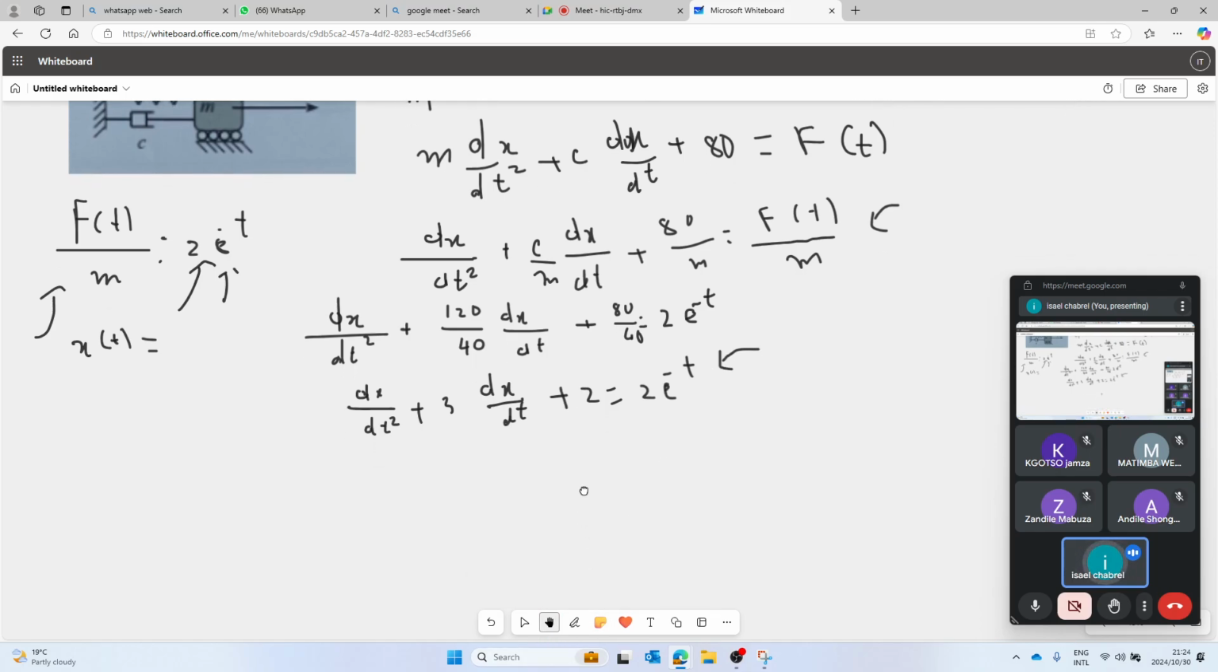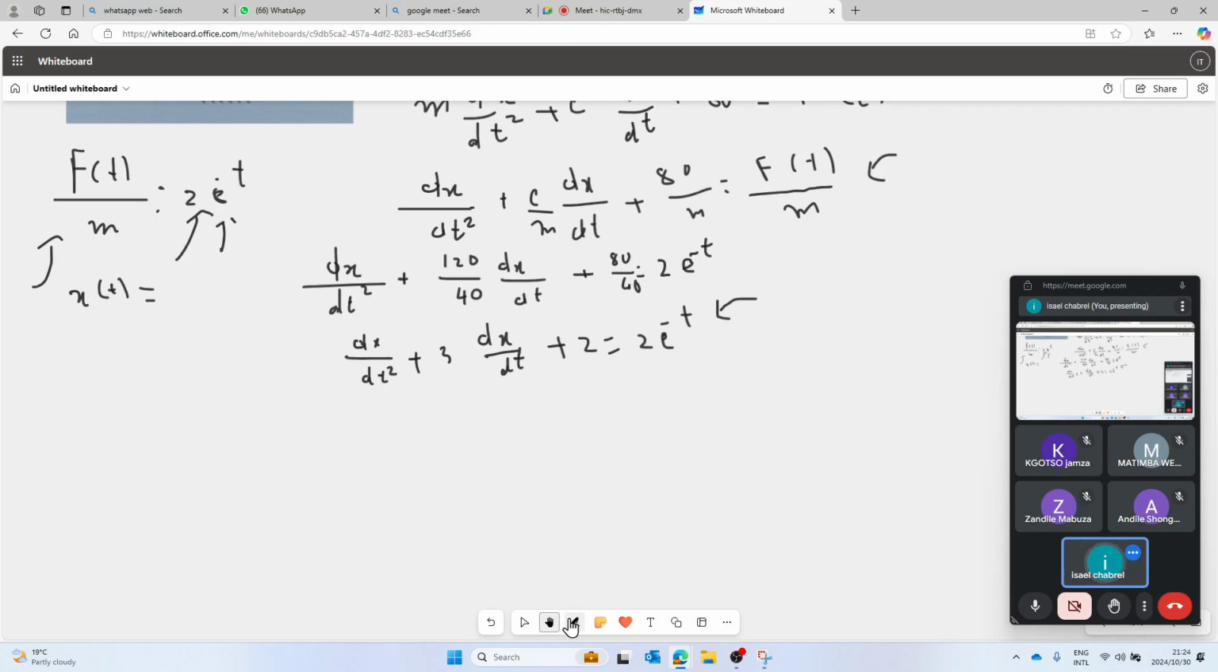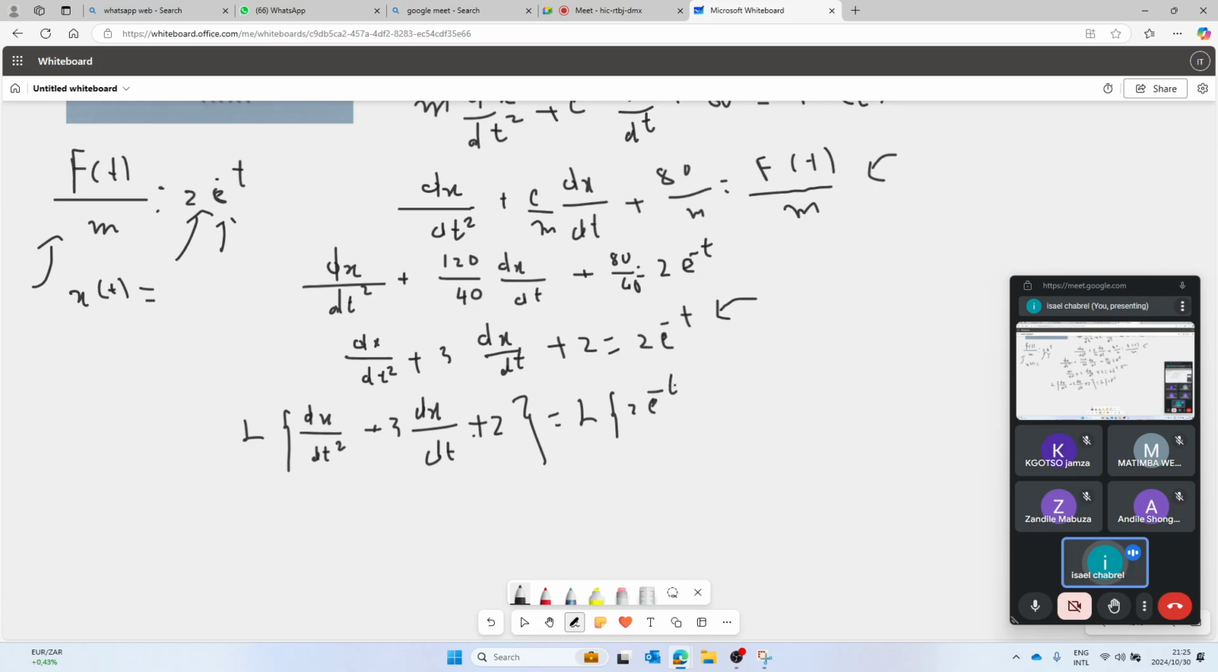Now, if you want to solve for the transfer function, what do we do? We introduce Laplace on both sides. And if we remember, like I said, we have done something like this in Math 4. Plus 2 is equal to Laplace of 2 exponential minus t.